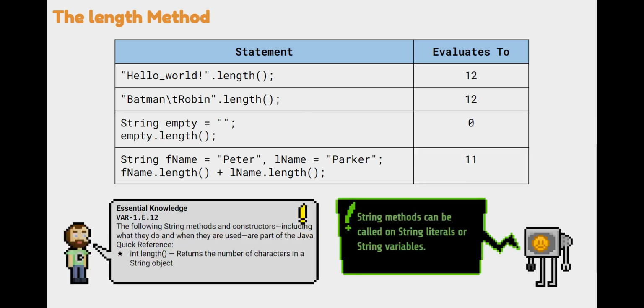With a non-void method, we would likely want to catch that result into a variable or pass it in to another expression or method call. Make a note that string methods can be called on string literals or string variables. This aligns with our essential knowledge. The following string methods and constructors, including what they do and when they are used, are part of the Java quick reference. Int length returns the number of characters in a string object.